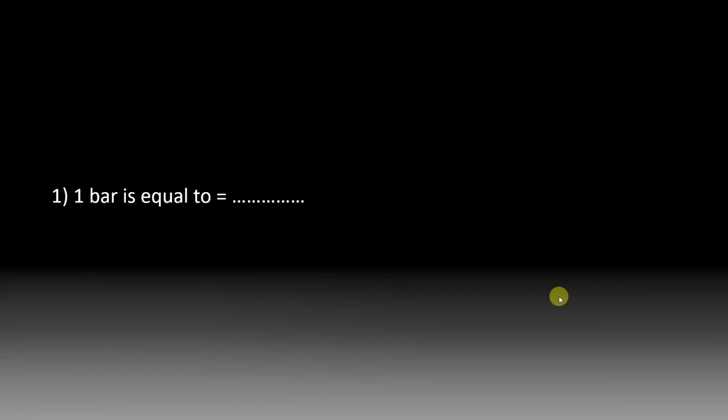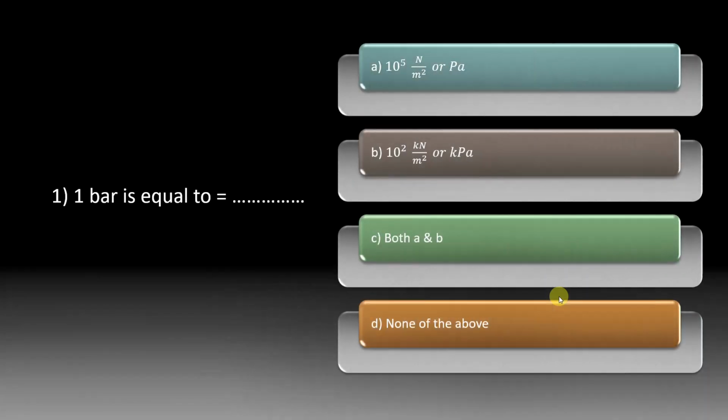So let us start with the thermodynamic quiz. The first question is: 1 bar is equal to, and the options are A, 10 raised to 5 Pascal, B, 10 raised to 2 kilopascal or kilonewton per meter square, C, both A and B, and D, none of the above.